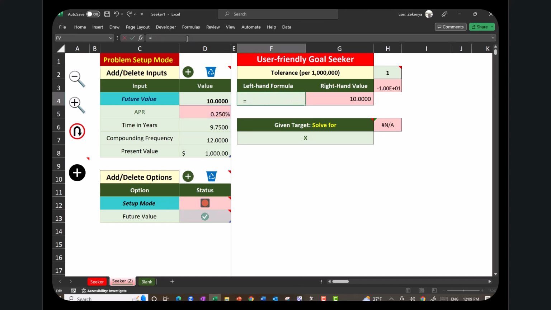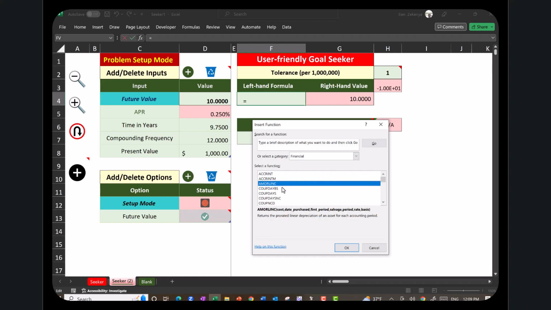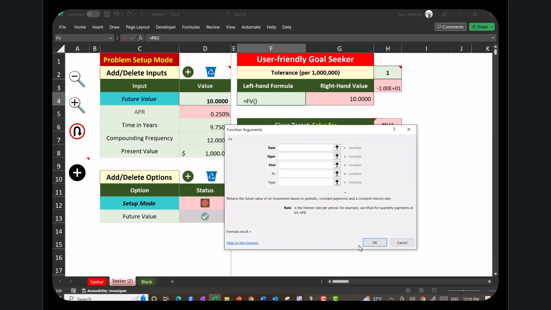Excel has a function called FV, which is short for future value, okay? Or final value if you think about it. If you don't remember the syntax, hit that little FX button. I call that function helper. I have used it recently, but if I had not, I'm going to go to Financial, hit FV, find the function. It tells you exactly what the inputs are, okay?